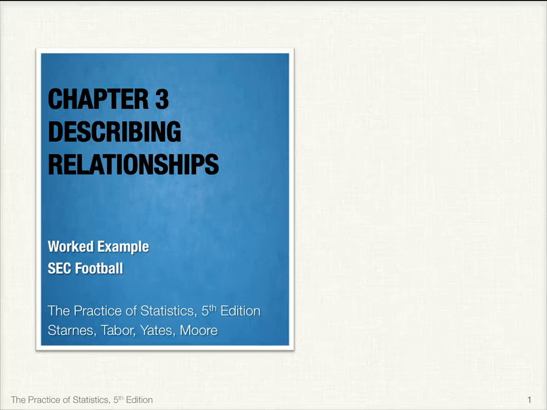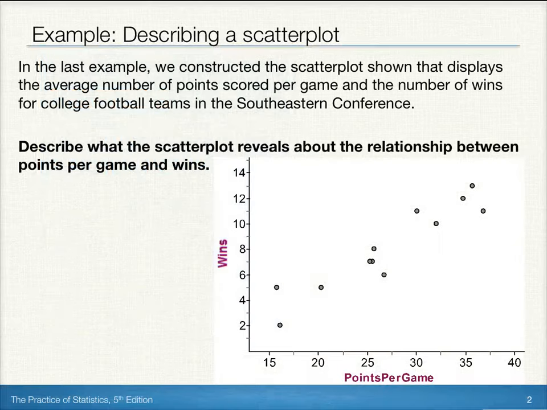In this example, we'll take a look at how to interpret a scatter plot once it's been constructed. In that last example, we constructed the scatter plot shown that displays the average number of points scored per game and the number of wins for college football teams in the SEC. Anytime we construct a scatter plot, we want to make sure we take the time to actually interpret what we see. That is, we want to describe what the scatter plot reveals about the relationship between points per game and wins in this particular example.